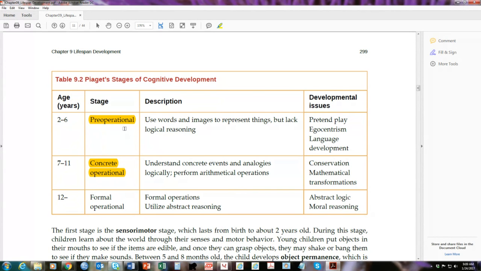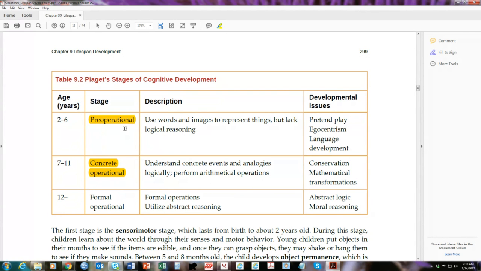But you can see what happens during the pre-operational stage is children learn to use words and images to represent things, but they're not reasoning logically. In other words, they're not able to reverse operations. So you see things developing, pretend play. All right, so think about it. That's essentially representational thinking. It characterizes representational thinking.